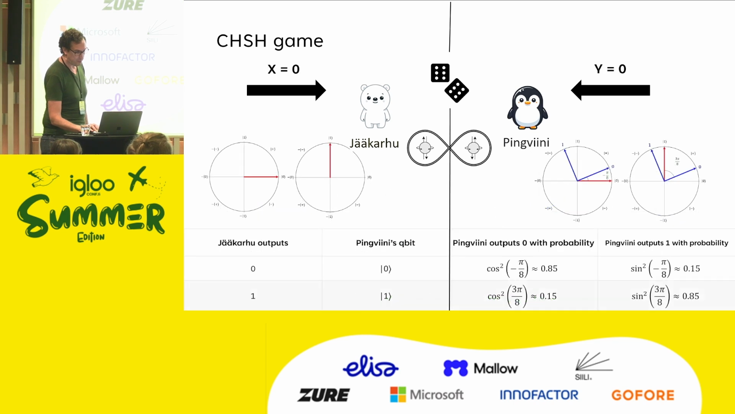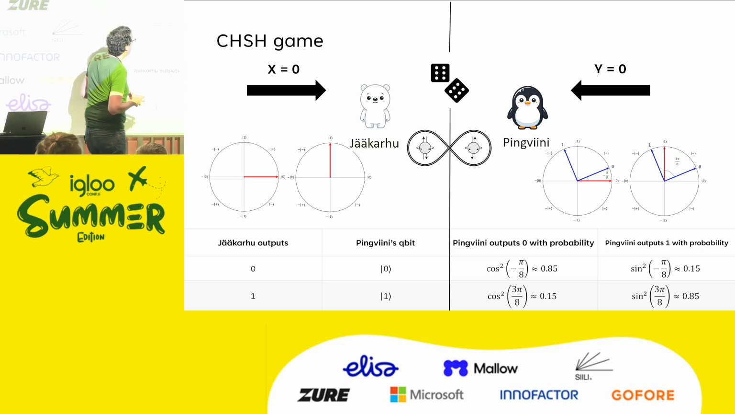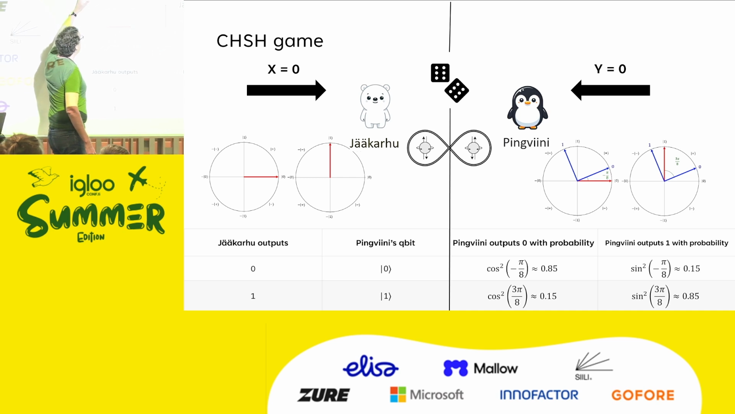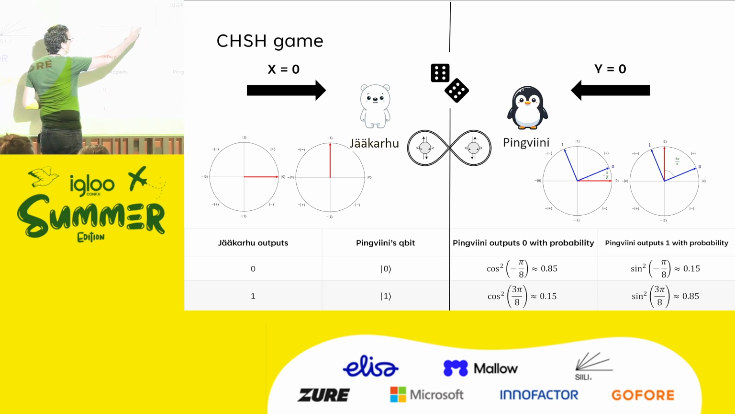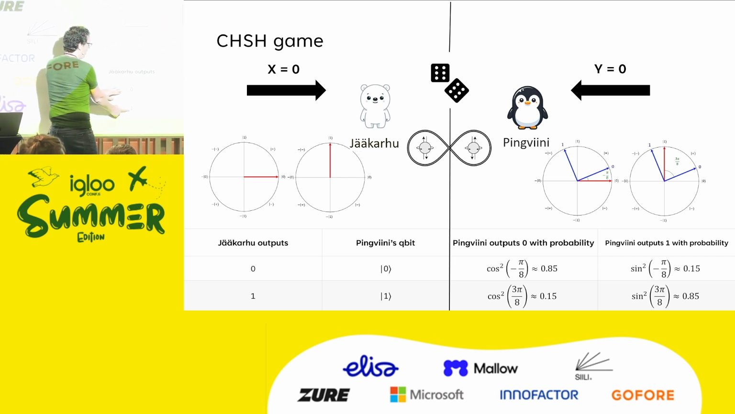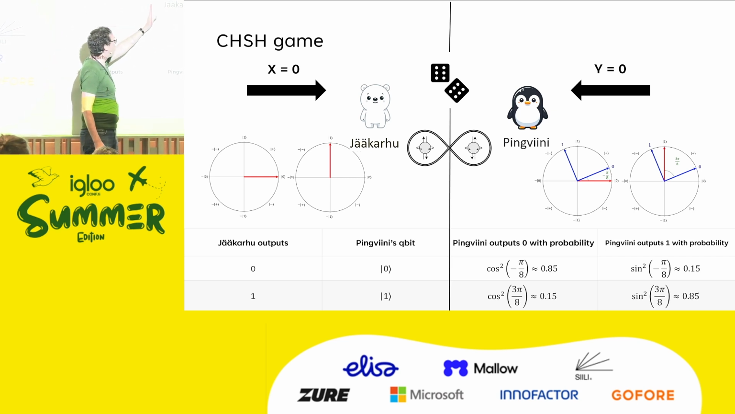So let's look at the first specific one, when both are 0. So what's going to happen? Karhu is going to basically decide, when x equals 0, to measure in the computational basis, and we have 2 possible outcomes. The outcome can be 0 or it can be 1, because now we collapsed the superposition of the left-hand qubit. Now, we can write that down. She outputs 0 or 1, and we also know that when this collapses to 0 and this collapses to 1, it influences the one for Pingvini.